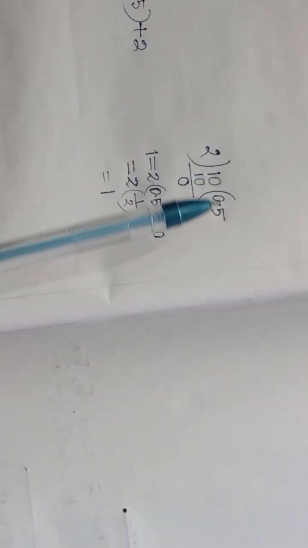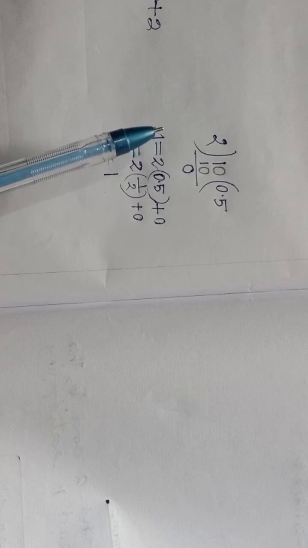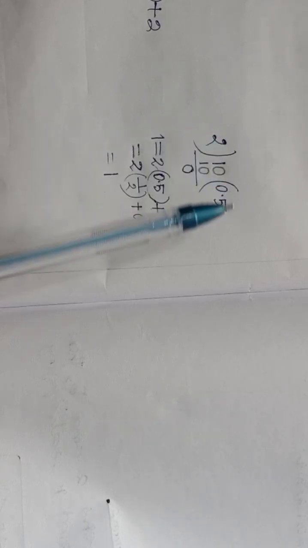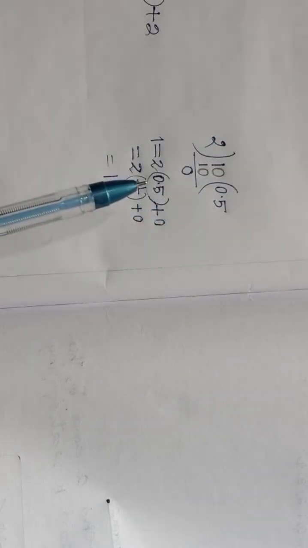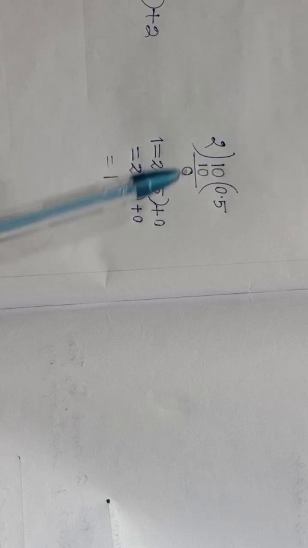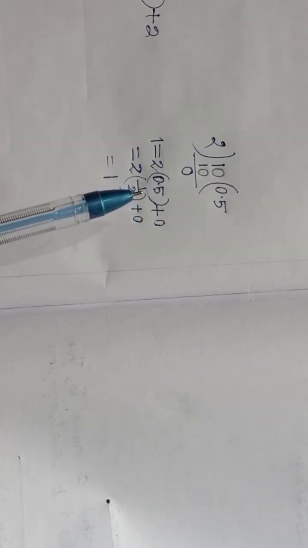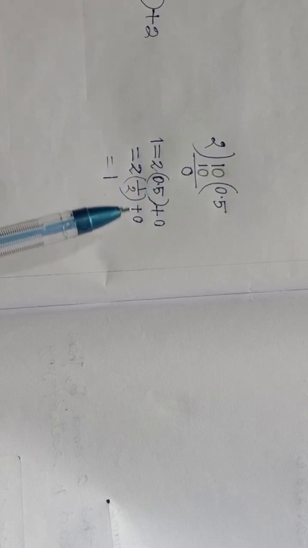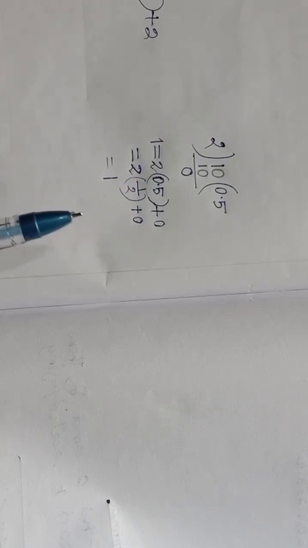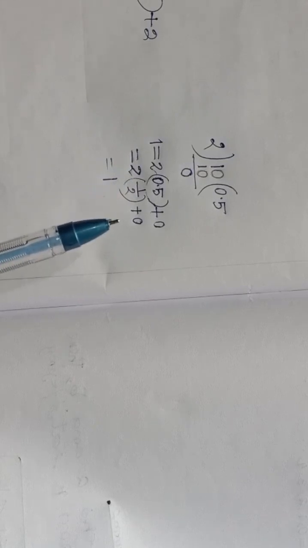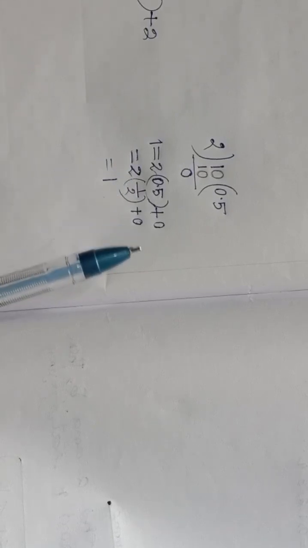Again here you see that originally it was 1, and we have added 0 for the fractional part. So see that 1 equals 2 times the quotient 0.5 plus remainder 0. That is 2 into half, because 0.5 is half, plus 0. The 2 cancels, 1 remains, plus 0, so it equals 1.